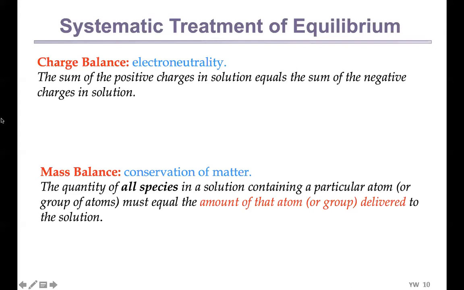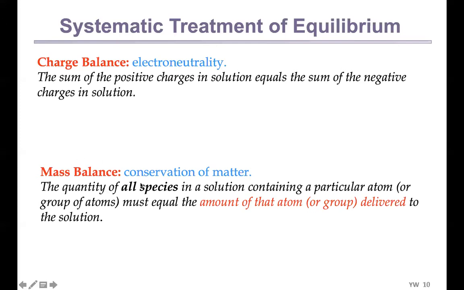And to do that, we can utilize the charge balance and the mass balance in the solution. First of all, what is charge balance? It is also called electroneutrality, which means that the sum of the positive charges in solution equals the sum of the negative charges in solution. So simply saying, when you consider all the available ions in the solution, the number of positive charges should equal the number of negative charges, because overall the solution should reach electroneutrality. Okay, that's the charge balance.